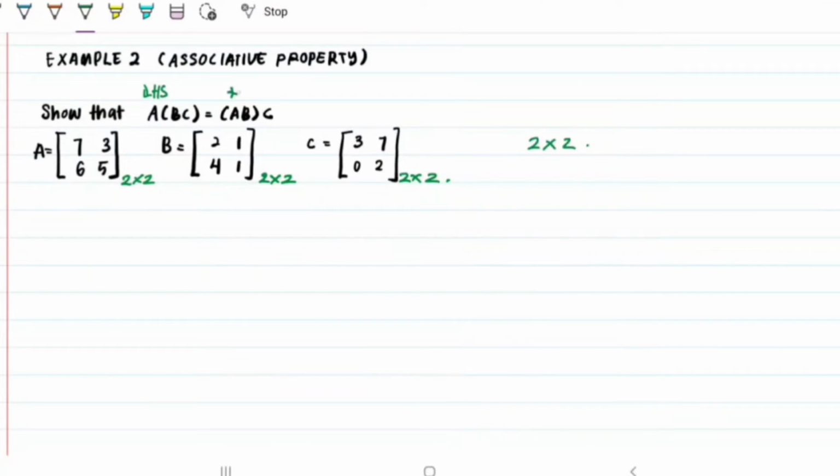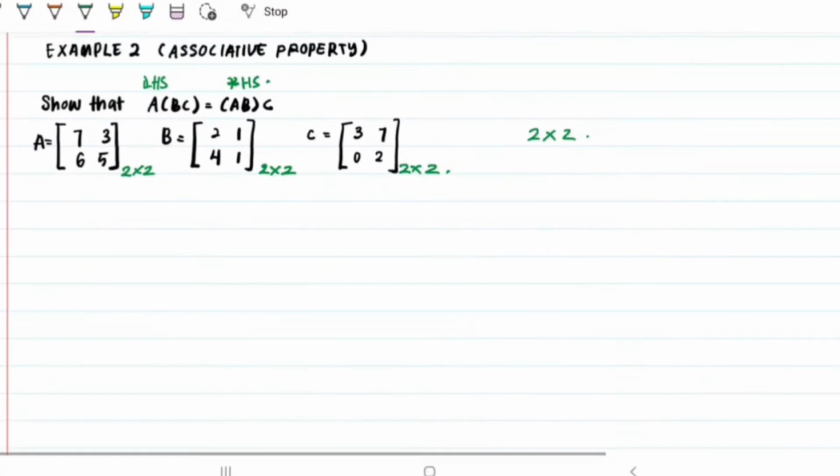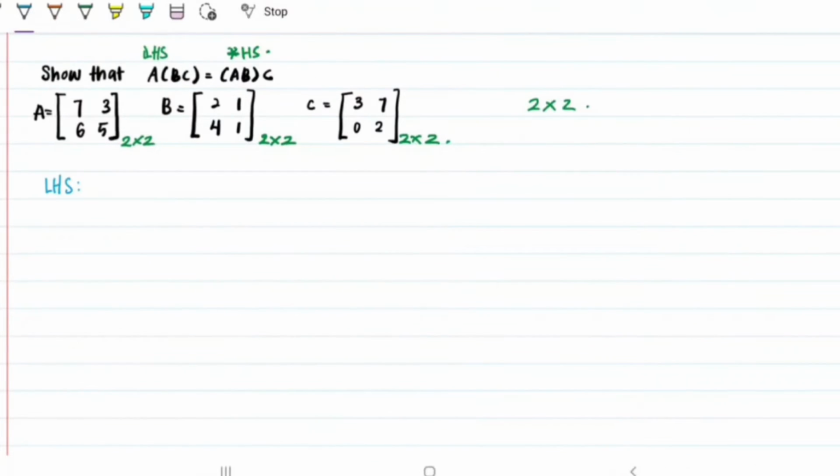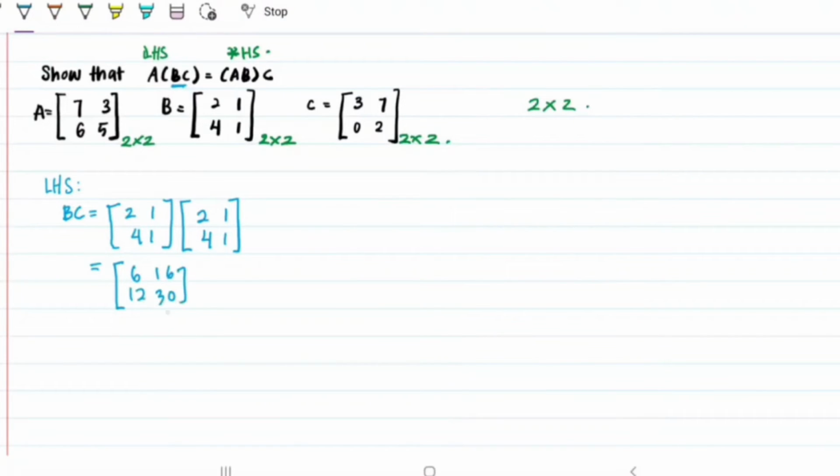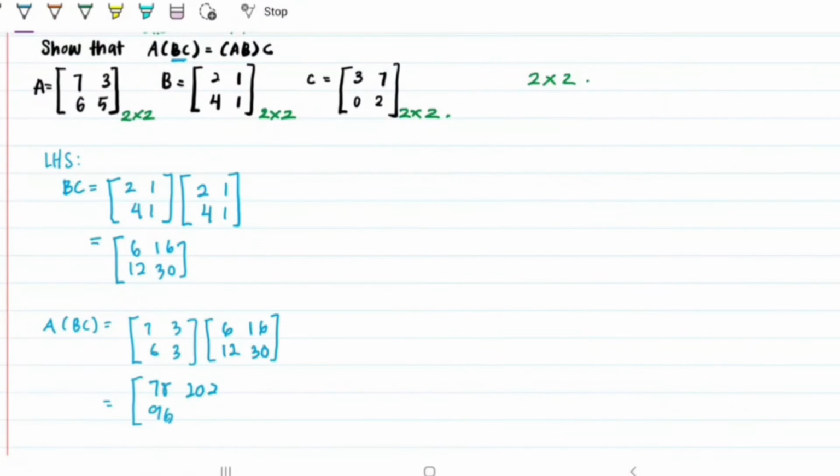Next, we can separate the equation into left hand side and right hand side. For the left hand side, we can see that BC is in the bracket, so we must solve the BC matrix first. We multiply matrix B with matrix C and we will get the answer 6, 16, 12 and 30. Next, we multiply matrix A with the matrix BC that we found before, 2, 4, 6.